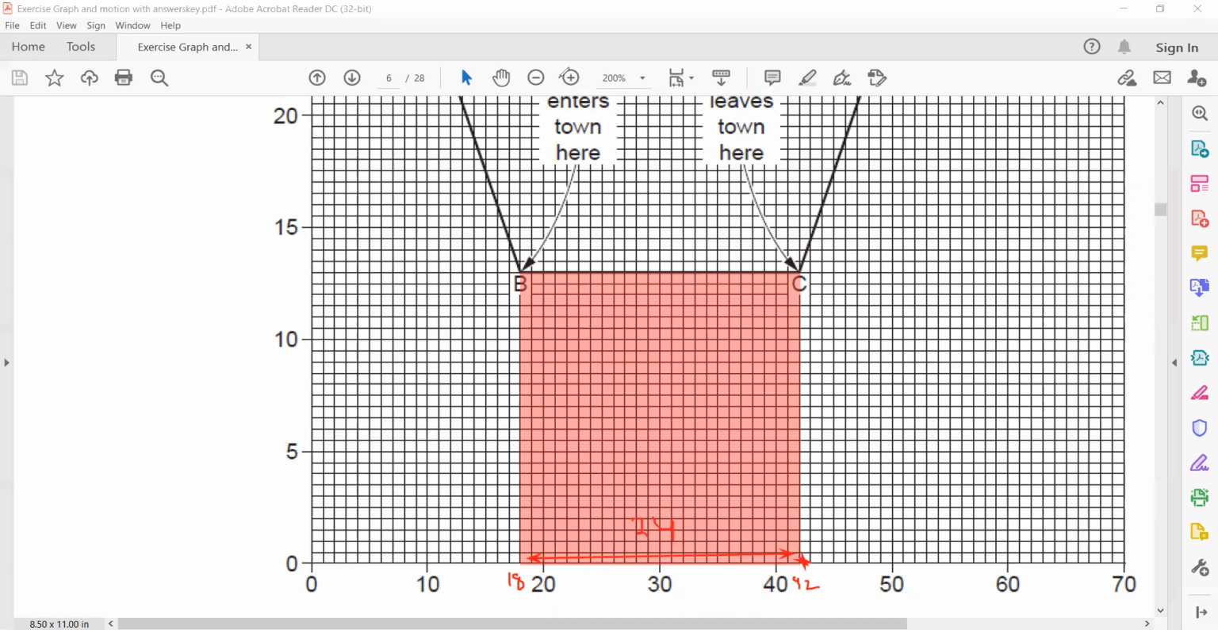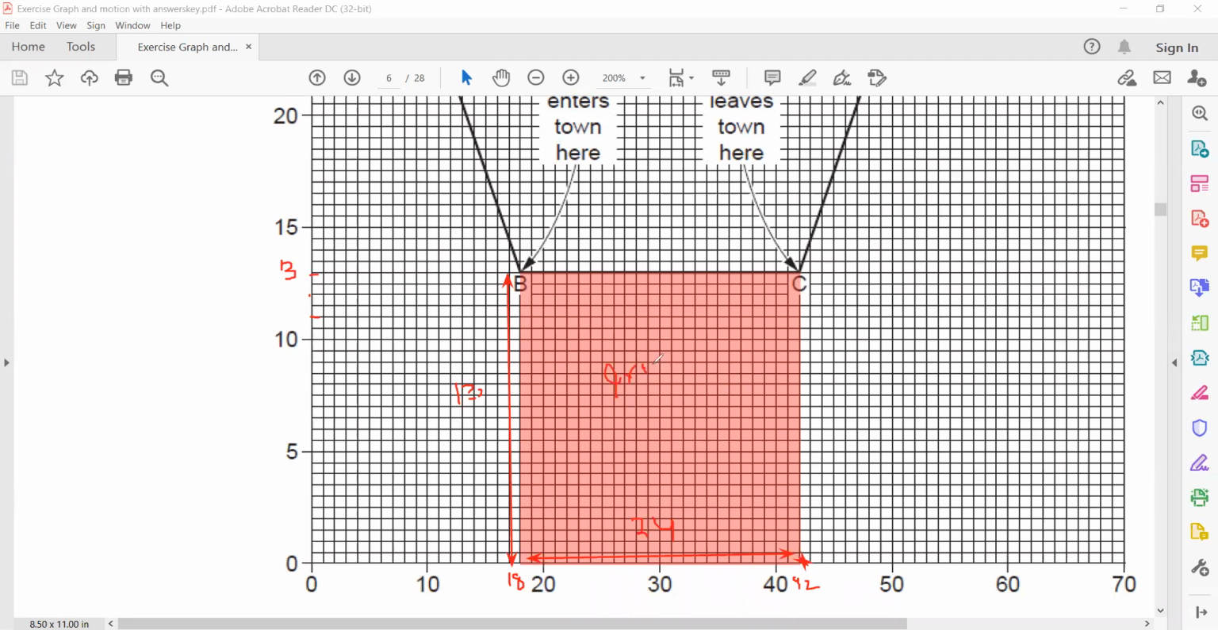What about the height, the vertical distance? On the x-axis and y-axis, two boxes represent 1. So this will be 11, 12, and I guess this is 13. So this side is 13. It's a rectangle, so what is the area of the rectangle?